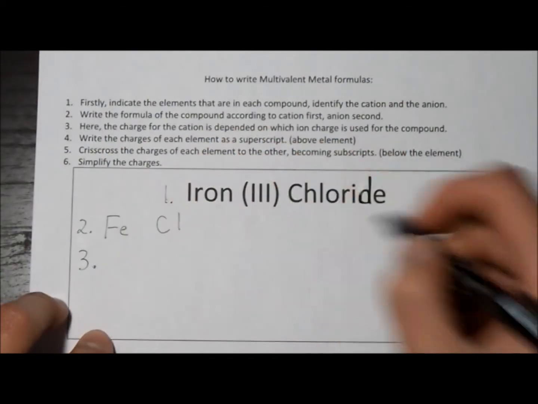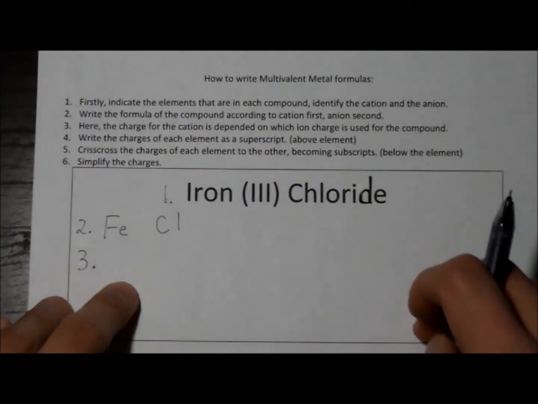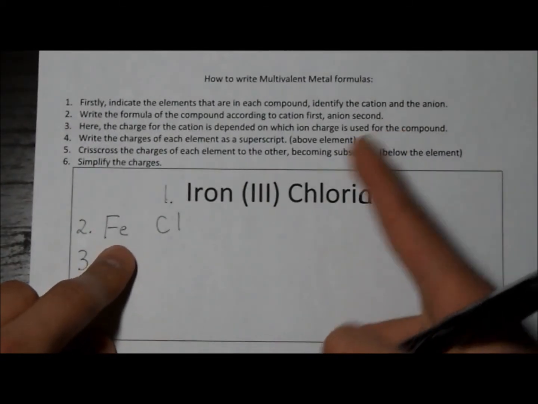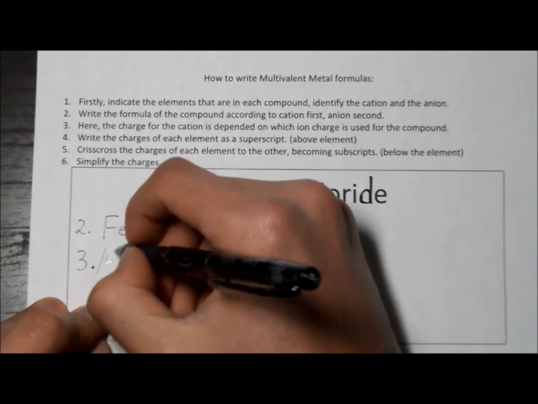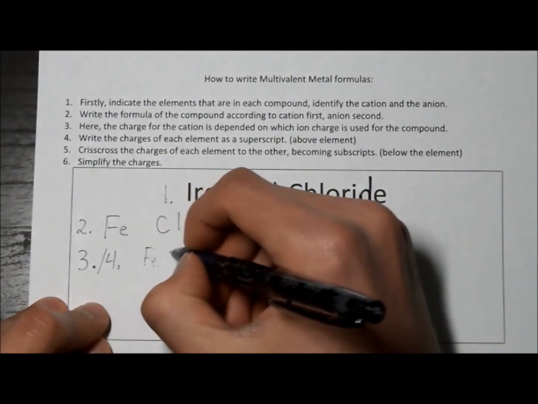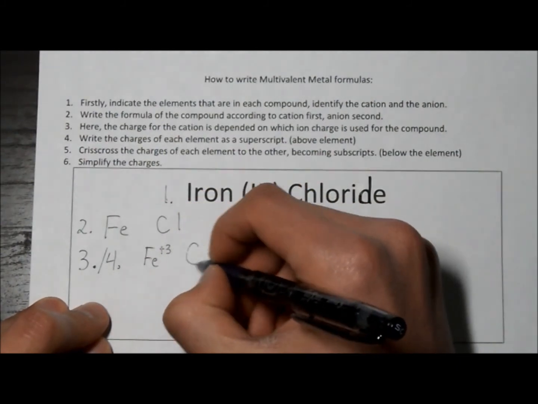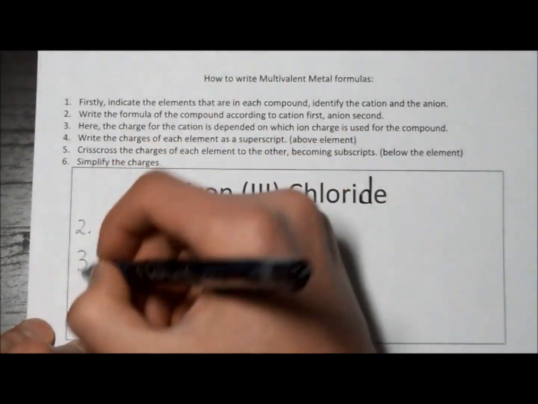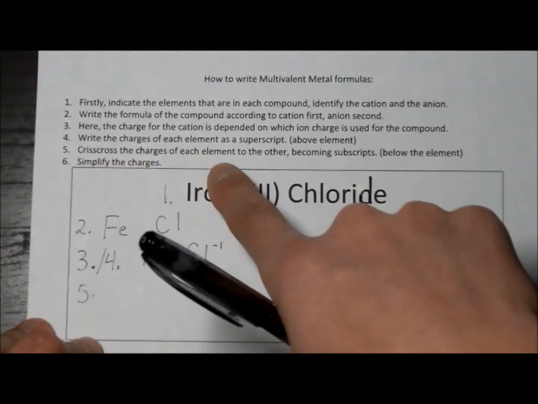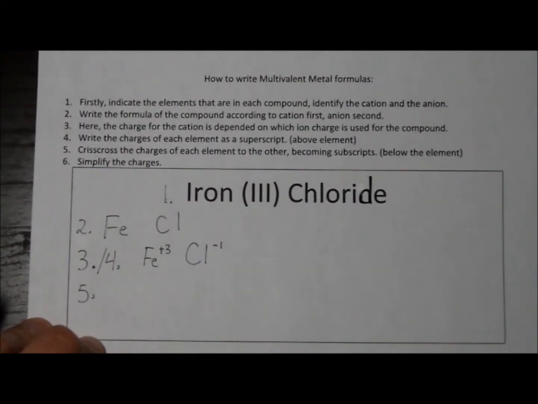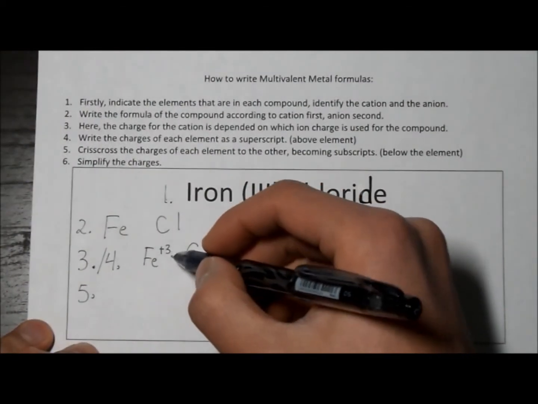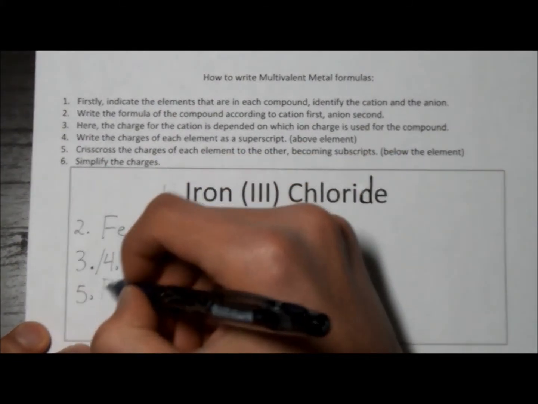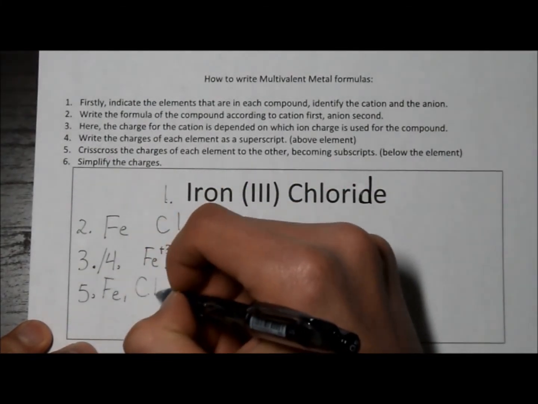This is basically a combination of step 3 and step 4, because we have already identified and realized that iron has the charge of +3. So step 3 and step 4: iron has a charge of +3 and chlorine has a charge of -1. Now, step 5, we're going to crisscross the charges of each element to the other so that they become subscripts. So this 3 crisscrosses, and this 1 crisscrosses, and it's going to become Fe1Cl3.